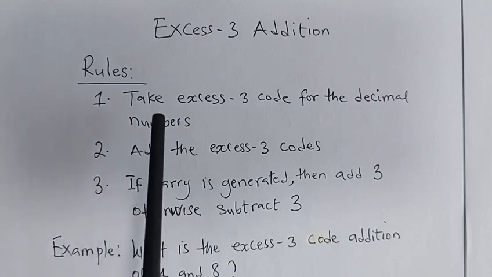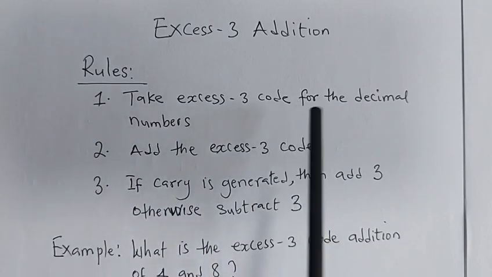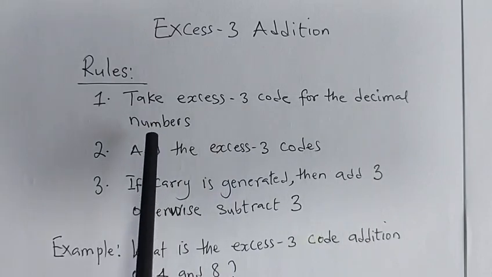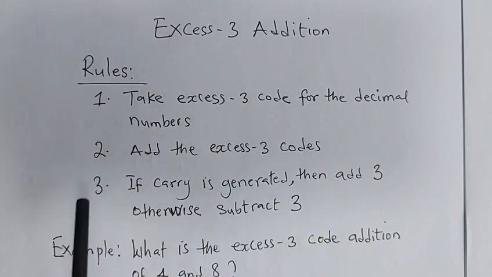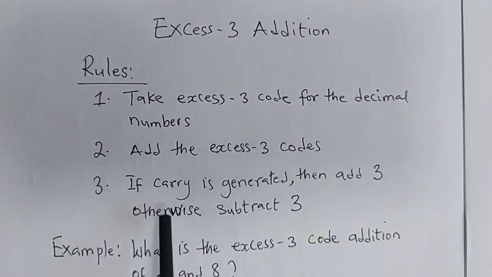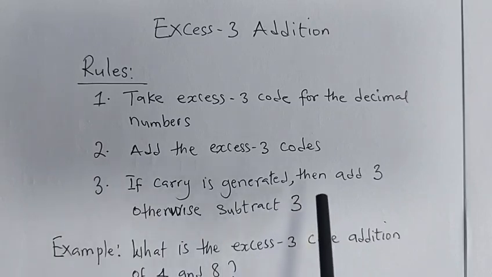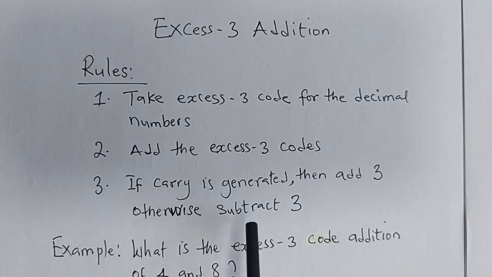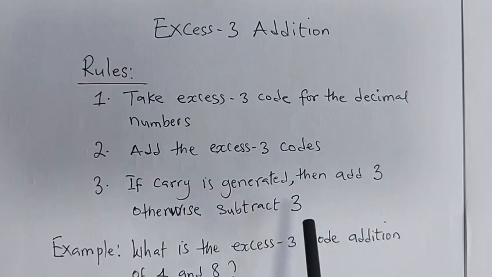Rule number 1 says take Excess-3 code for the decimal numbers. Rule number 2 says add the Excess-3 codes. Rule number 4 says if carry is generated, then add 3. Otherwise, subtract 3. Meaning if carry is not generated, we have to subtract 3. That is what rule number 3 says.